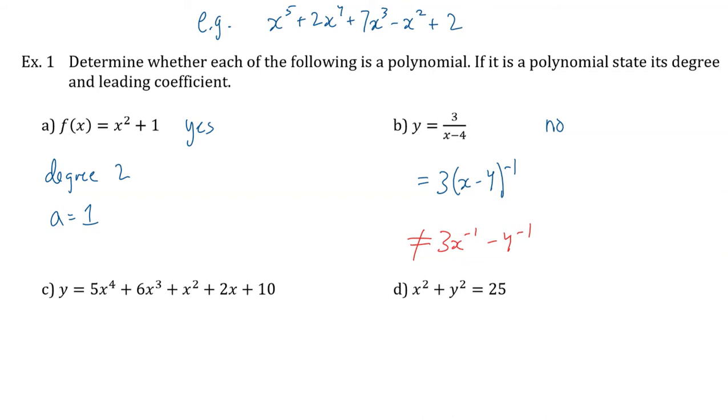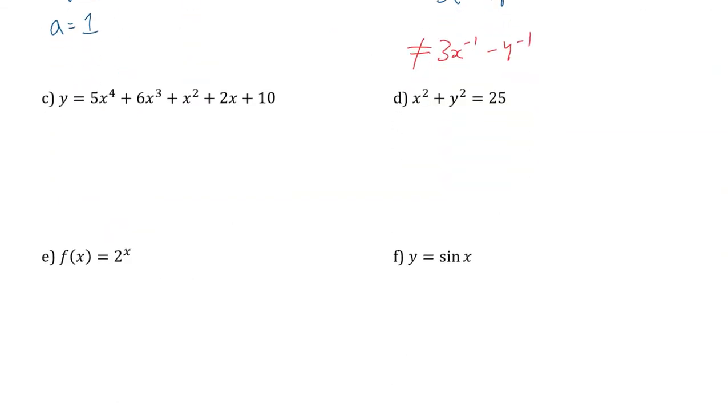Okay, so this is not true, but this negative 1 is still on the x. In other words, the x is in the denominator, so that makes it not a polynomial. C, is it a polynomial?